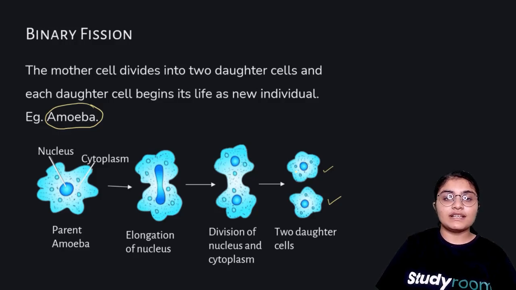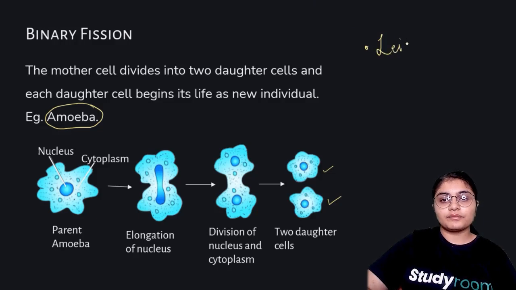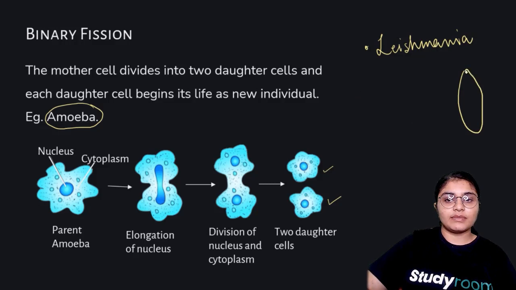In some unicellular organisms, there are different kinds of organization in their bodies, like in Leishmania. Okay, there's this one example called Leishmania. In Leishmania, what happens is they have a whip-like structure at one end of the cell. If you take this, this is a Leishmania, and there's this whip-like structure at one end of the cell.